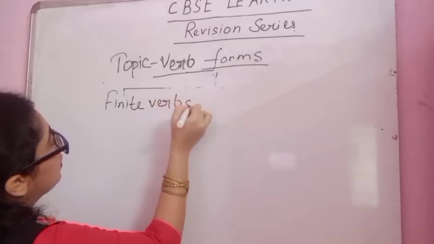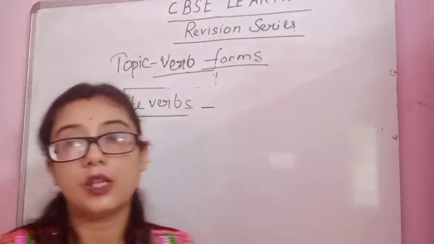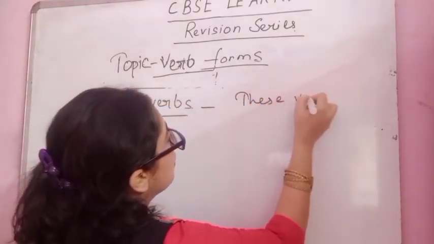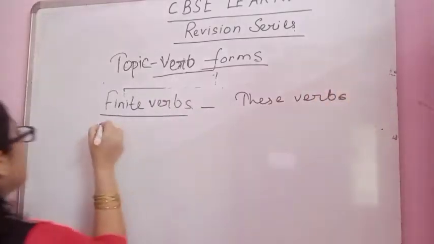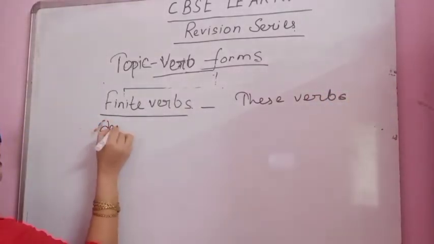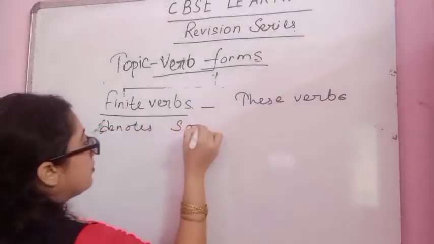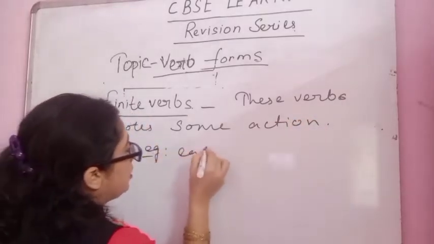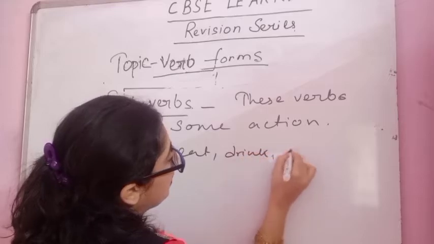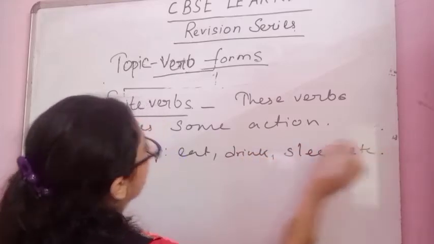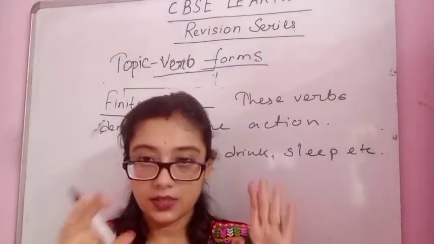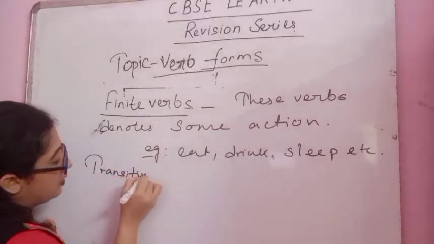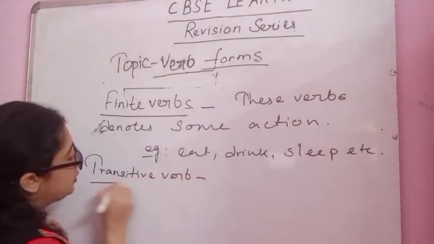Finite verbs. Okay, so these verbs denote some action. For example, eat, drink, sleep, etc. Okay, next come the types of finite verbs. Number one is transitive verb. Now what is this transitive verb?